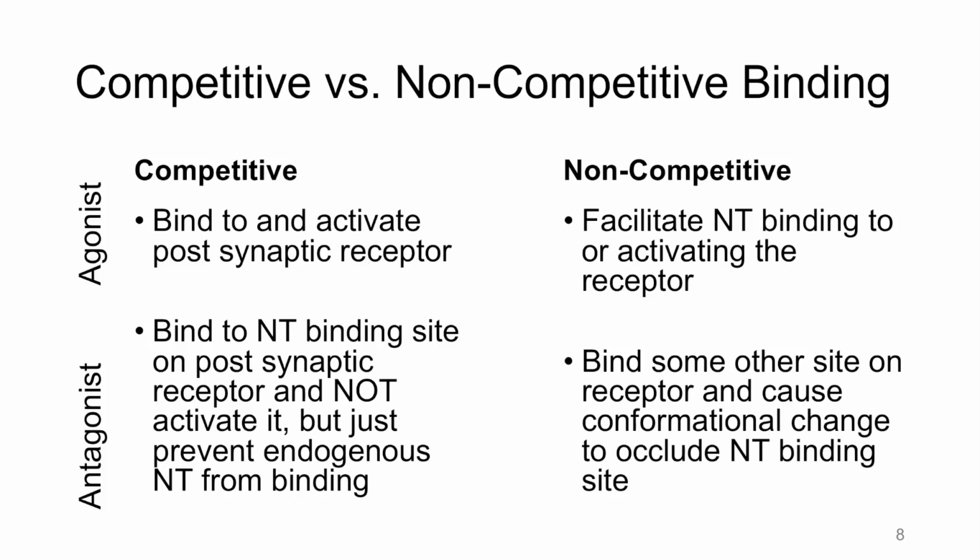Again, it doesn't activate the receptor, but it prevents the endogenous ligand from binding. A non-competitive antagonist could bind some other site on the receptor and cause, for example, a conformational change to prevent the neurotransmitter from binding to its binding site.